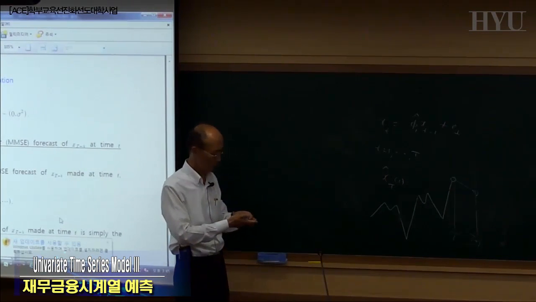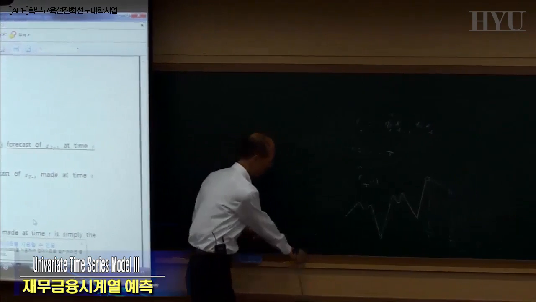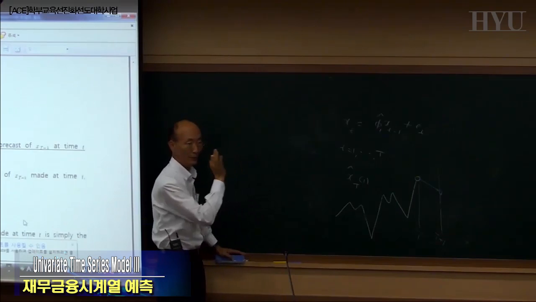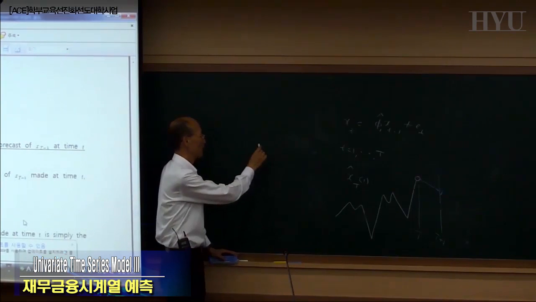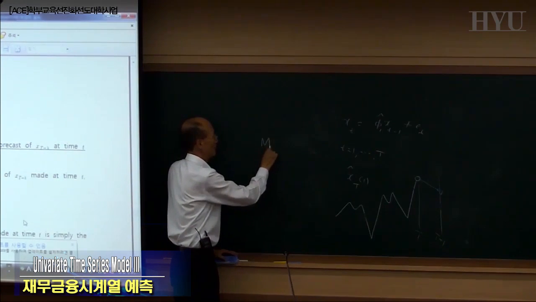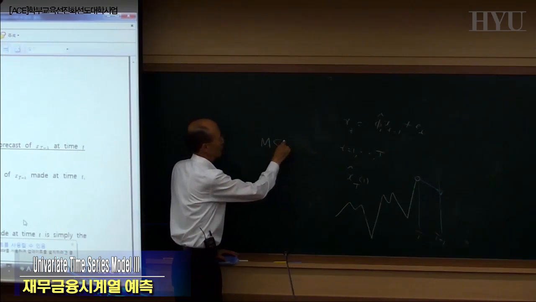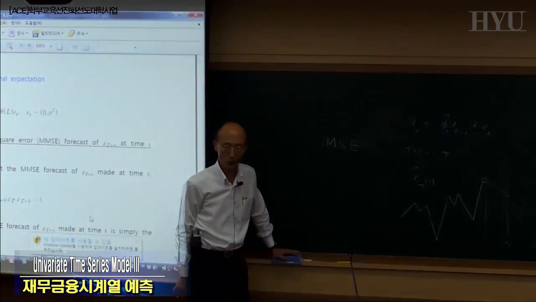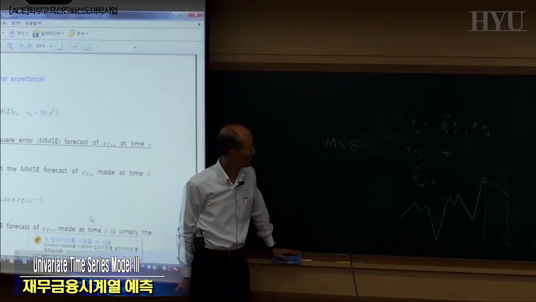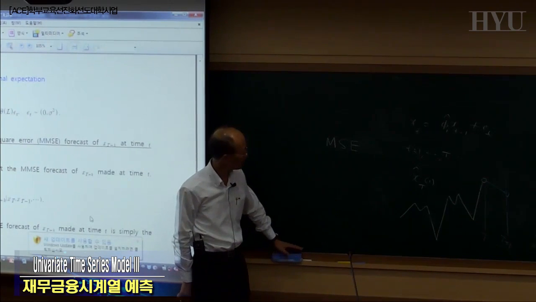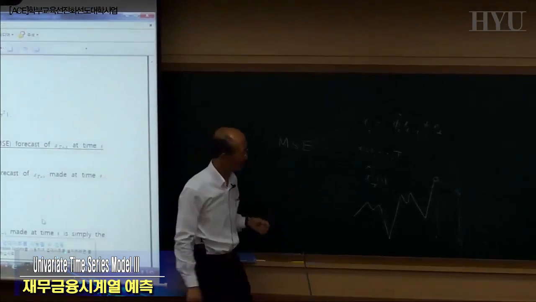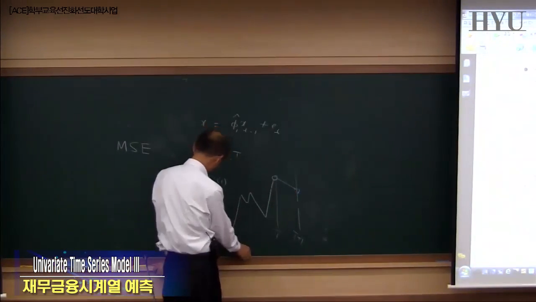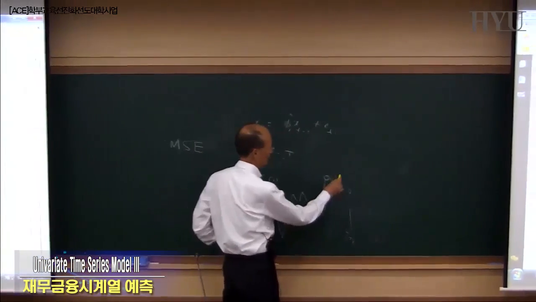So we need to set some criteria. One of the criteria in statistics we use quite often is to think about mean squared error. Mean squared error. What is mean squared? Well, as the name indicates. Suppose this is your forecast, and suppose this is the actual.